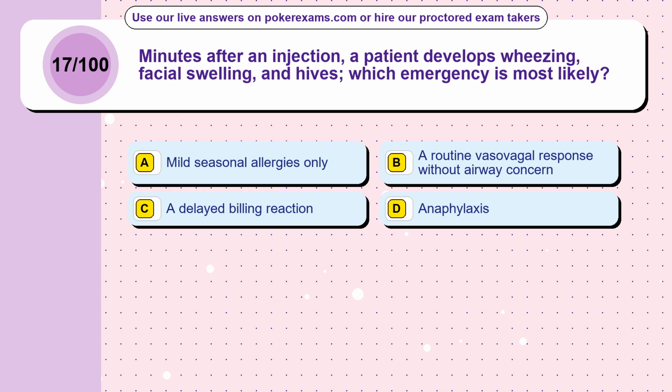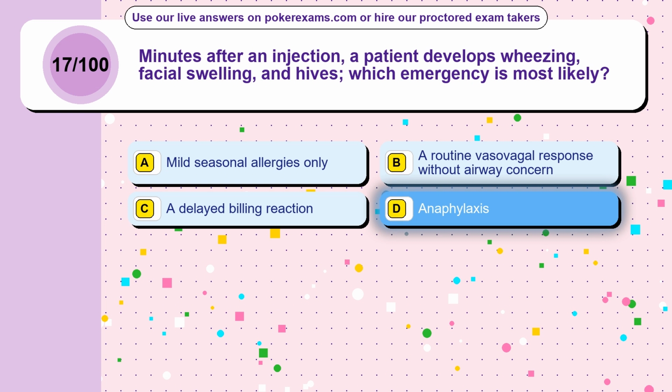Question 17. Minutes after an injection, a patient develops wheezing, facial swelling, and hives. Which emergency is most likely? Option A, mild seasonal allergies only. Option B, a routine vasovagal response without airway concern. Option C, a delayed billing reaction. Option D, anaphylaxis. The correct answer is option D, anaphylaxis.